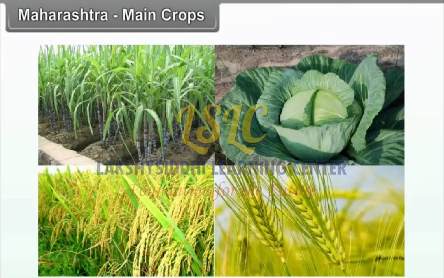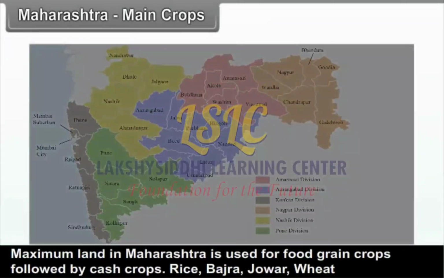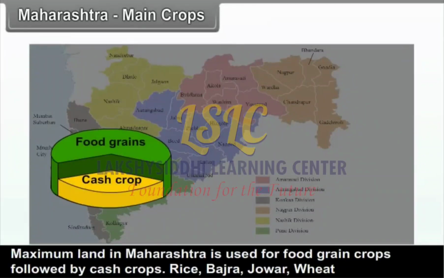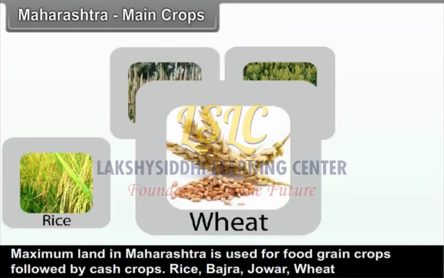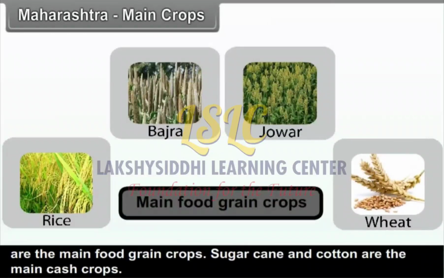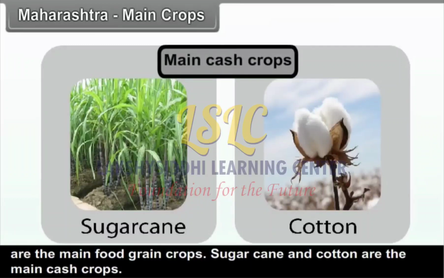Maharashtra. Main crops. Maximum land in Maharashtra is used for food grain crops, followed by cash crops. Rice, Bajra, Jawar, and wheat are the main food grain crops. Sugarcane and cotton are the main cash crops.